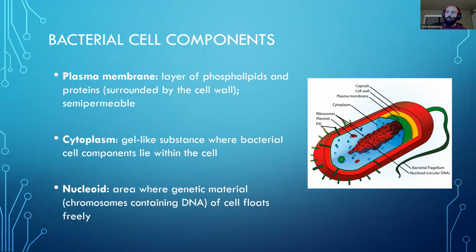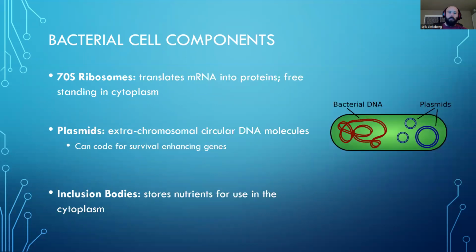A few other structures we can note here, and I'll mention them and then talk about them, are going to be ribosomes that we can see here, the little dots. We have plasmid, a little structure there. And then let me see if we can find it here. The inclusion bodies are different storage sites that aren't pictured here, but we'll talk about them.